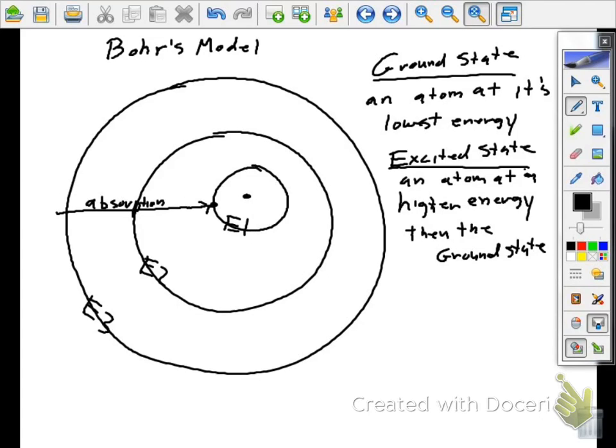Okay? Absorption of energy. I'll just put E for energy. So absorption of energy is going in. Now, what's going to happen to that electron once that energy is absorbed? It's going to move up a ring. If there's enough energy to move up a ring, it will do that.